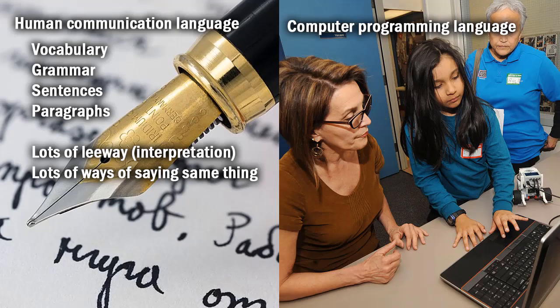A computer programming language is much like a human communication language. A human communication language has vocabulary, words that mean specific things. We have grammar. Those are the rules that define how words interact with each other. We have sentences that can be formed from the vocabulary and the grammar, and those sentences then can be used in larger blocks known as paragraphs.